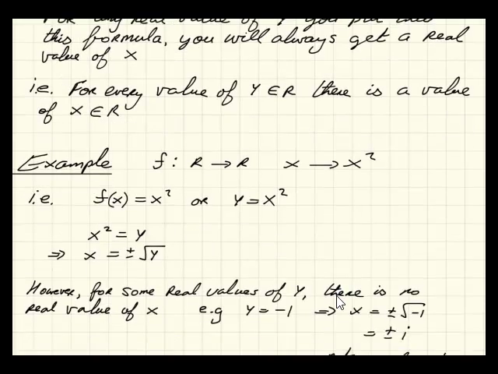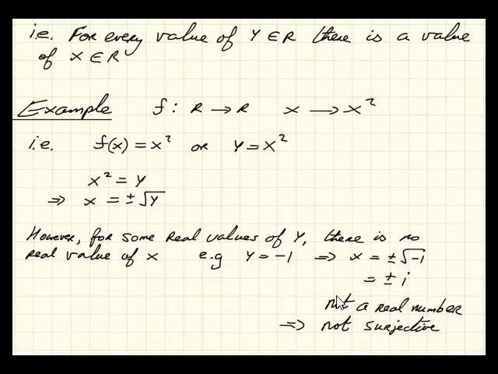Here's an example where that test doesn't work. Again, the function is x mapped onto x squared. If we represent it as an equation, y equals x squared, and rearrange to get x instead of y. So x squared is y, get the square root of both sides. Just watch out for square root here, it's plus or minus the root of y. Now again, surjective means every answer has a corresponding question. Every value of y has a corresponding value of x.